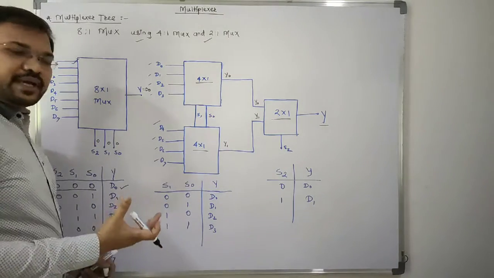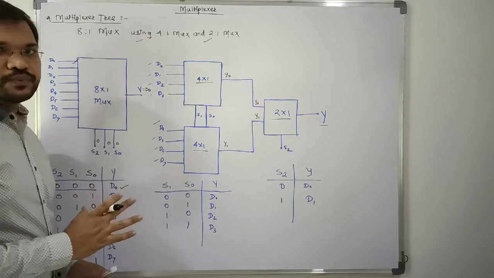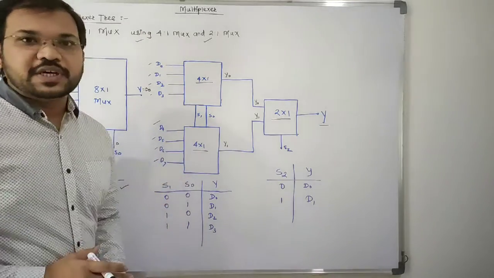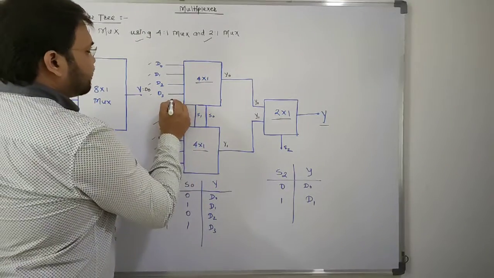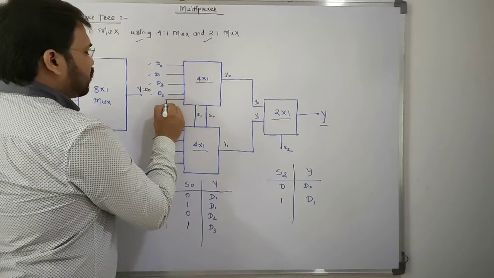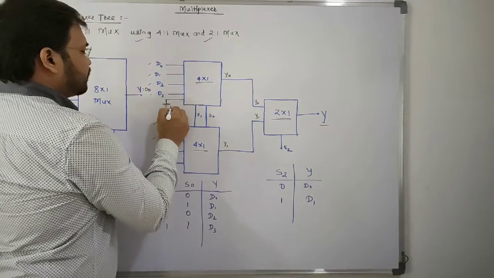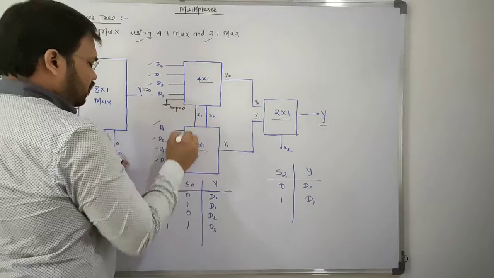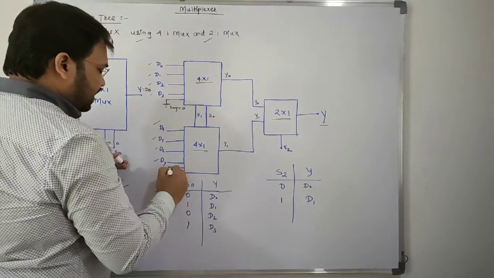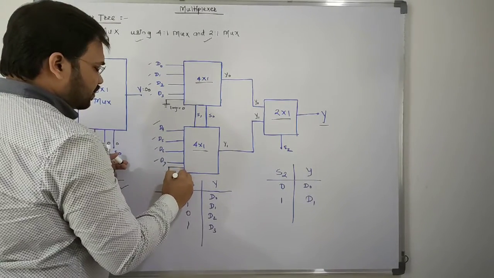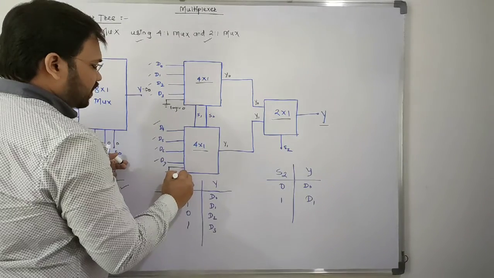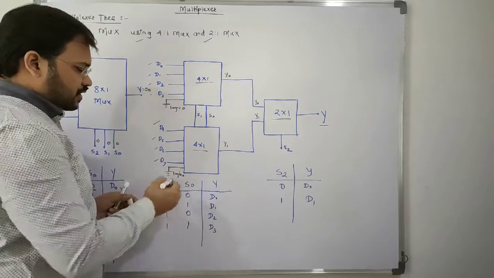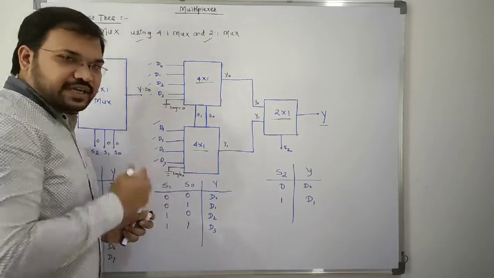This is one of the ways to draw the multiplexer, a 4 is to 1 multiplexer, that is the multiplexer tree. And here we can draw the logic 0 also. For this multiplexer, again, this is your logic 0, which we can call ground, or sometimes logic 0 in digital.